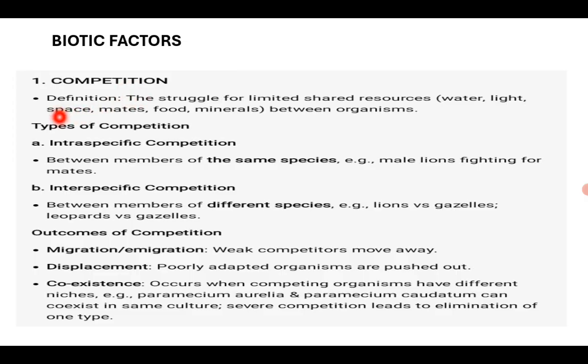So competition. We define competition as the struggle for limited shared resources such as water, light, space, mates, food, and minerals between organisms. So when organisms fight for water, light, space, mates, food, minerals, that's called competition. All organisms would love to survive using these limited resources. So the struggle for them is called competition.